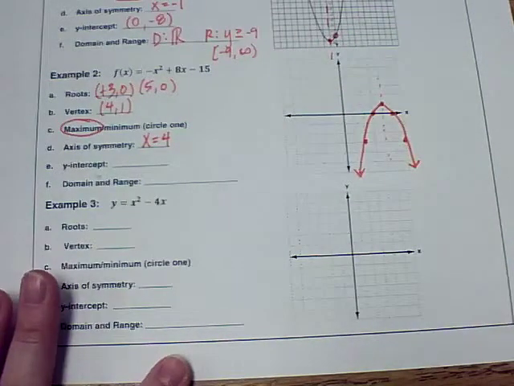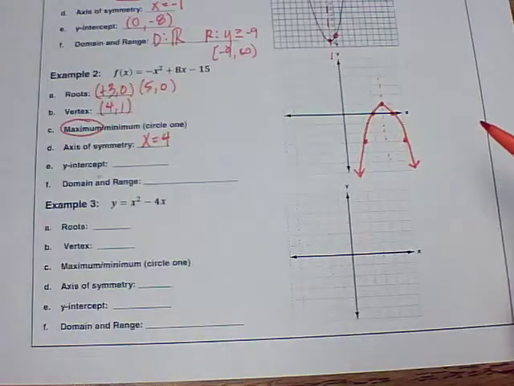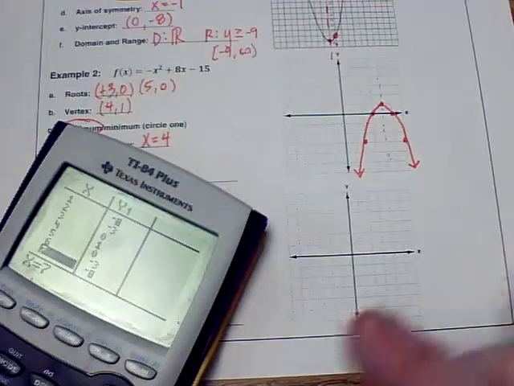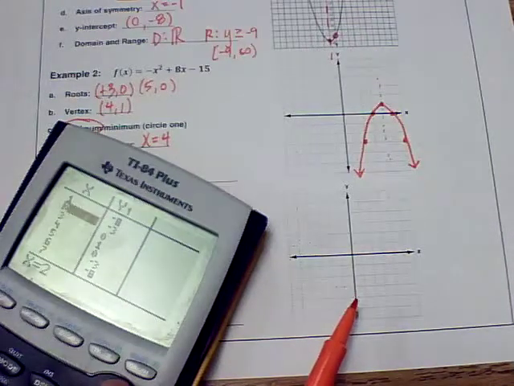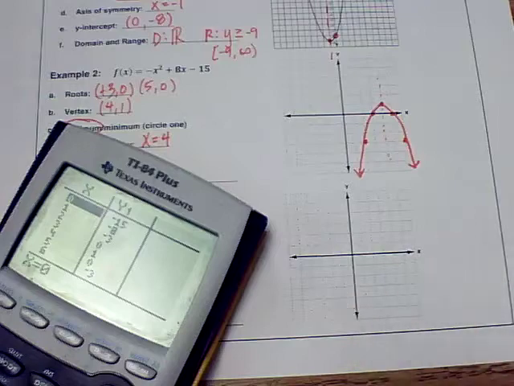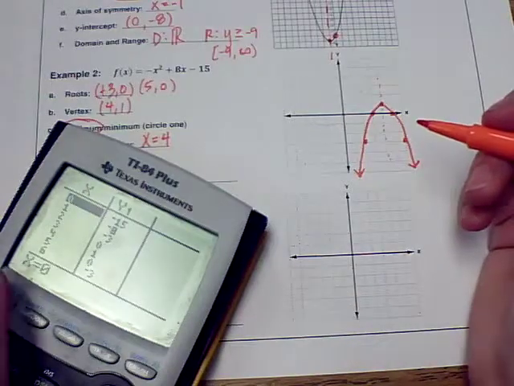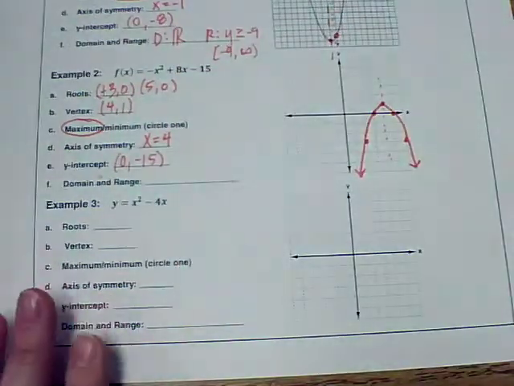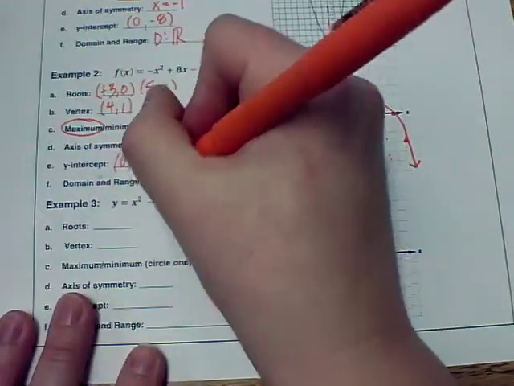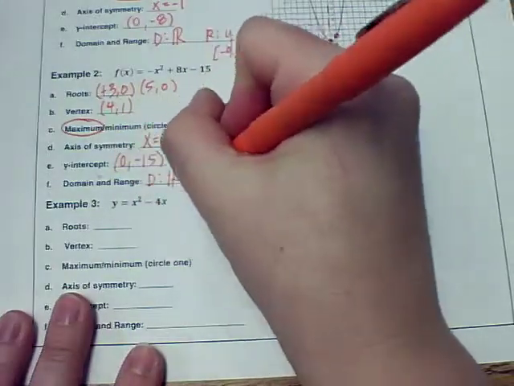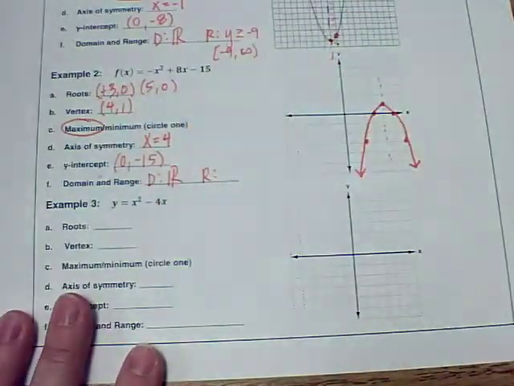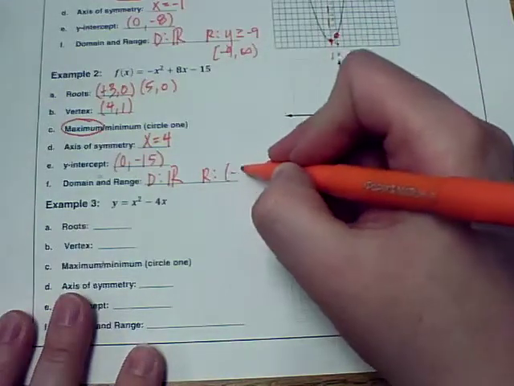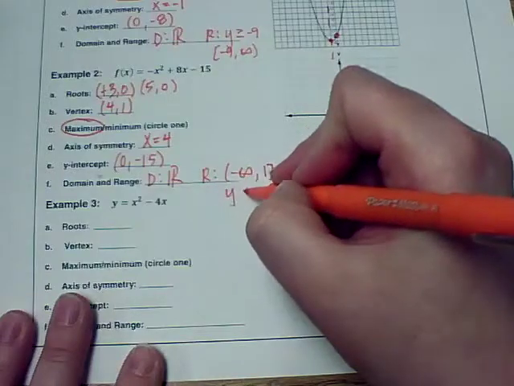The y-intercept, oh, I don't see it on this graph, but if I go to my calculator again, and I want to know what my y-intercept is, that means my x value is 0. So if I go where x is 0, there's my y-intercept. So when x is 0, y is -15. And then domain and range. Domain is going to be all real numbers. Your range will be, goes from -infinity to 1, or y is less than or equal to 1.